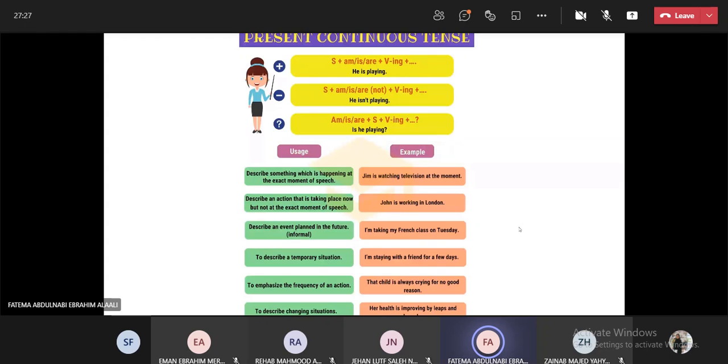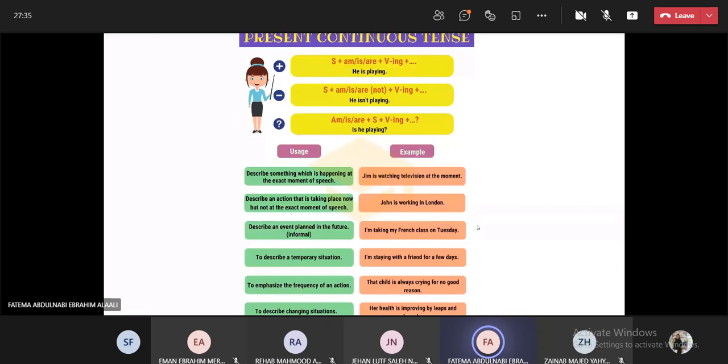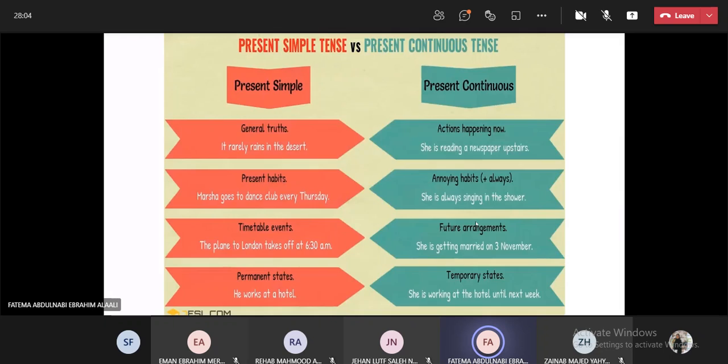Frequency of an action. That child is always crying for no good reason. This is used to emphasize the frequency of an action, like the child is always crying. Last one, to describe changing situations, like her health is improving by leaps and bounds. So these are the forms and usage of present continuous.